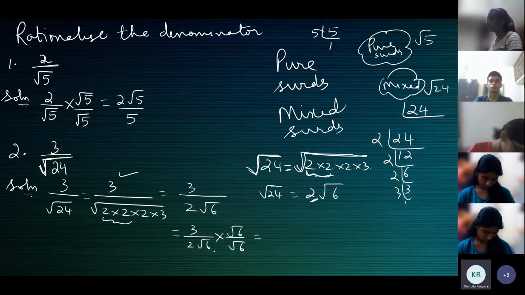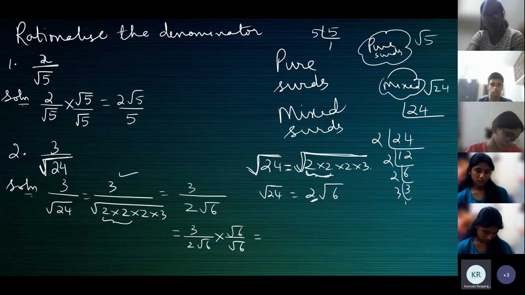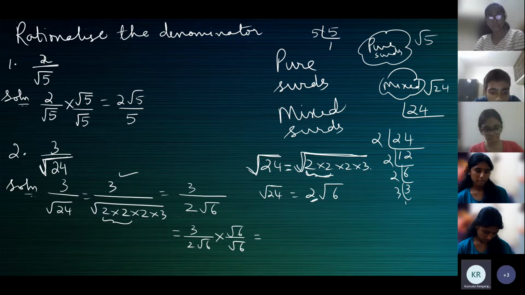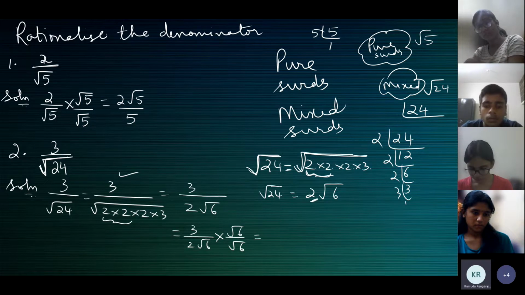So though it is 2 root 6, 2 is rational. Root 6 is irrational. See, when it is 2 root 6, it's 2 into root 6. So you can separate them. 2 and root 6 are separable. If it was 2 plus root 6 or 2 minus root 6, they are not separable. When they are connected by a plus or a minus sign, you cannot separate them.